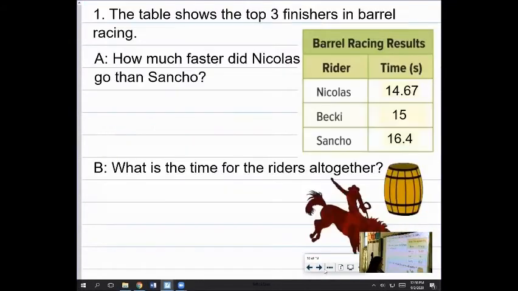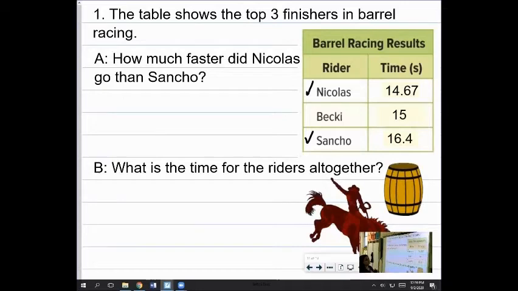But now we're just going to add the word problem focus. All right, question number 1 says, the table shows the top 3 finishers in barrel racing. Okay, how much faster did Nicholas go than Sancho? Now remember, when we're talking about time, the lower the number, the faster those people are going. So you want to look at, in this case, Nicholas and Sancho.